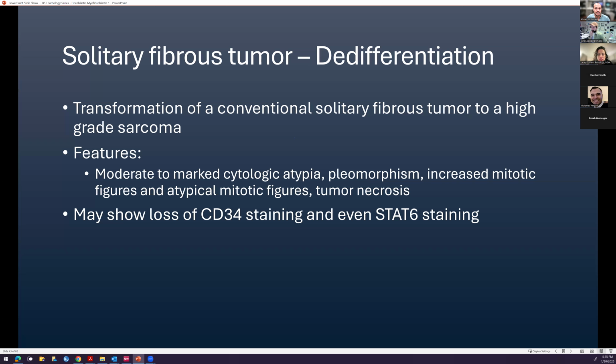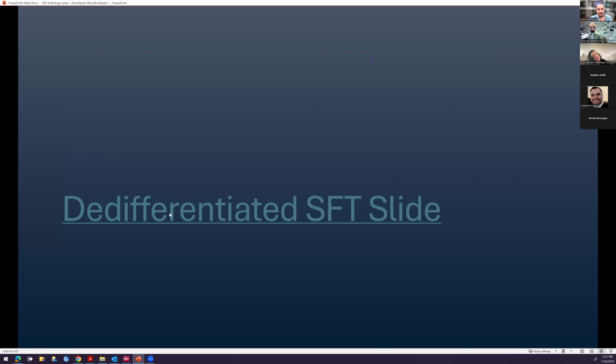Okay, this is the slide on dedifferentiation. Again, it's basically transformation of an SFT to a high-grade sarcoma, right? So you're going to be looking for areas of moderate to marked cytologic atypia, pleomorphism, mitotic activity, increased mitotic figures including atypical mitoses, and tumor necrosis, more akin to a high-grade sarcoma rather than an SFT. These tumors can show loss of CD34 staining. They can even show loss of STAT6 staining for whatever reason, but often are still STAT6 positive.